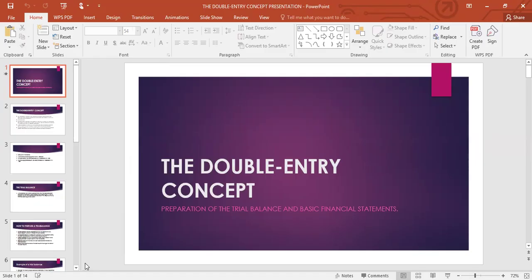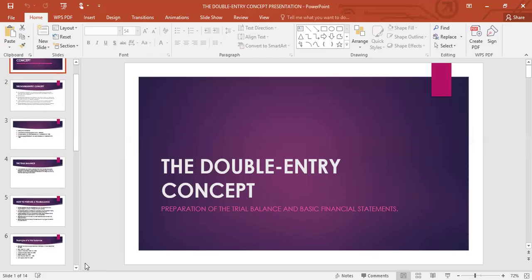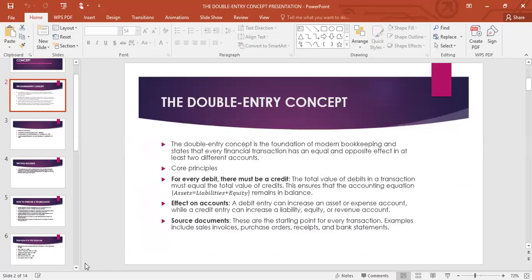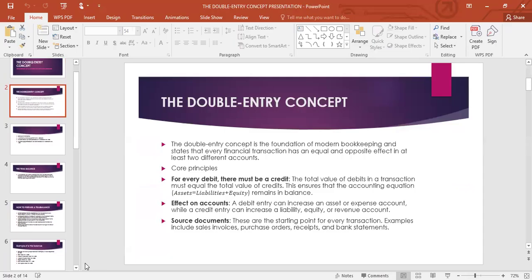Double entry concept is a very crucial concept in accounting where for every credit transaction there must be a debit transaction and vice versa. For every transaction it must affect two accounts. That is the debit side and credit side. That's good. That's very correct.